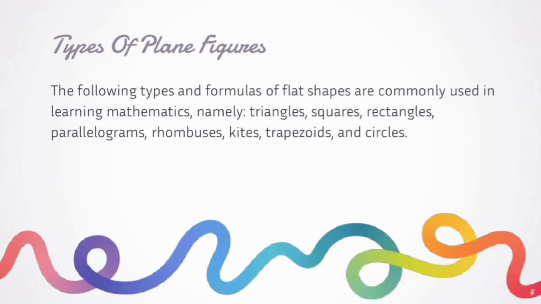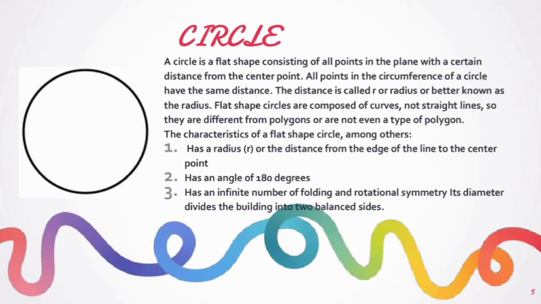Next is types of plane figures. The following types and formulas of flat shapes are commonly used in learning mathematics, namely triangles, squares, rectangles, parallelograms, rhombus, kites, trapezoid, and circles. First is a circle. A circle is a flat shape consisting of all points in the plane with a certain distance from the center point. All points on the circumference of a circle have the same distance. The distance is called r or radius.